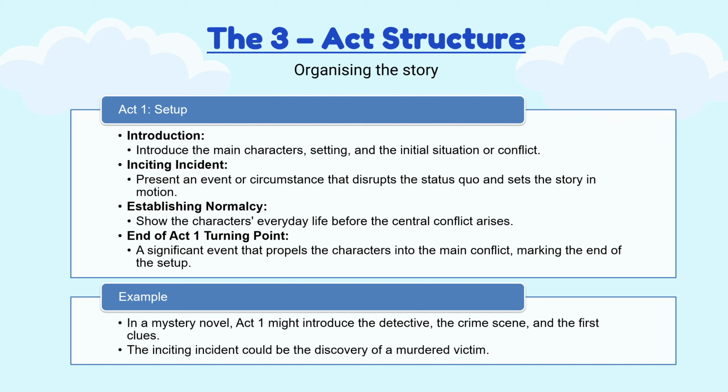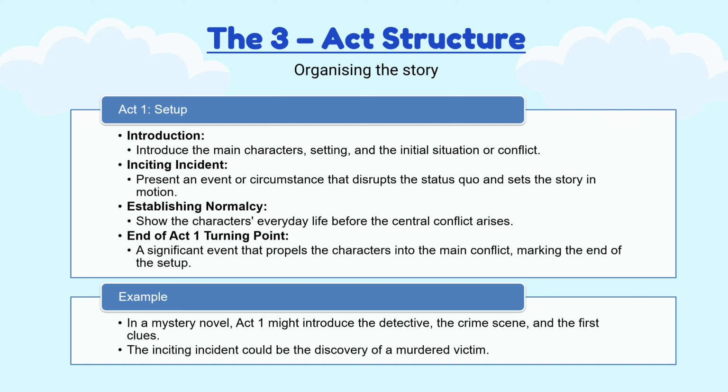So Act One, a turning point, a significant event that propels the characters to the main conflict, marking the end of setup. This is where you move from the first introduction to the other parts of the story. You show the turn of events. For example, in a mystery novel, in Act One you might introduce the detective, crime scene, and the first clues. The inciting incident could be the discovery of a murdered victim. So that is an example.